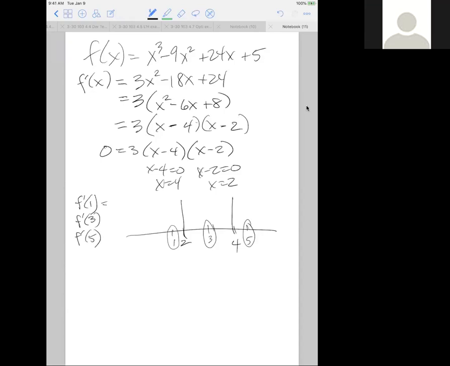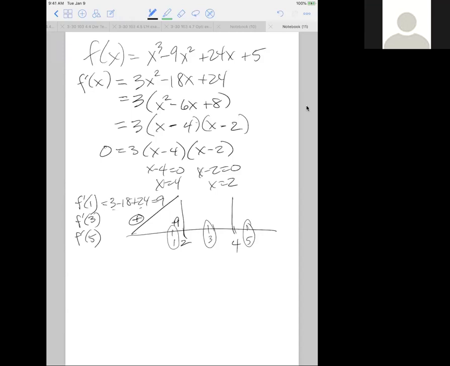F prime at 1, I could just plug back into the original function, and because it's 1s, it's straightforward. 3 minus 18 plus 24, that's what? 27 minus 18 equals 9. So that's plus 9, a positive sign. That means it's an increasing function. Slope goes up like that.